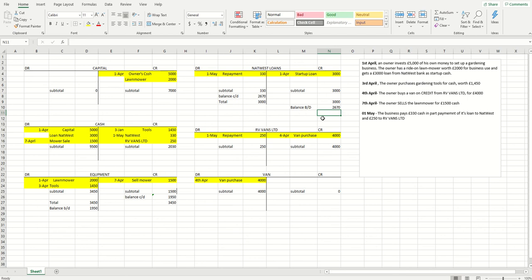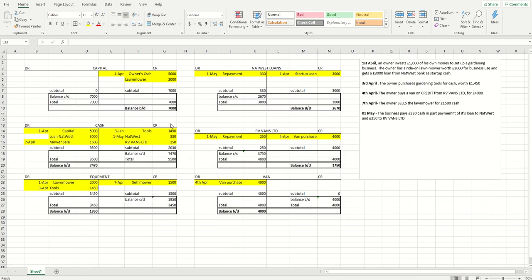Now you can see in this example, in the NatWest loans, the balance brought down, the final balance, is on the credit side, and on the equipment ledger, the balance brought down is on the debit side. I'll now go ahead and I'll balance the rest of the ledgers. And now, as you can see, all the ledgers have been balanced and we have a balance brought down figure, either credit or debit, for each of the ledgers.